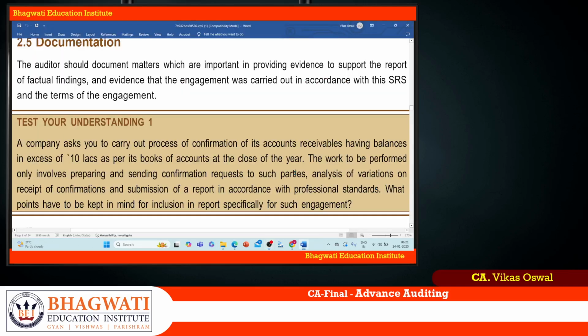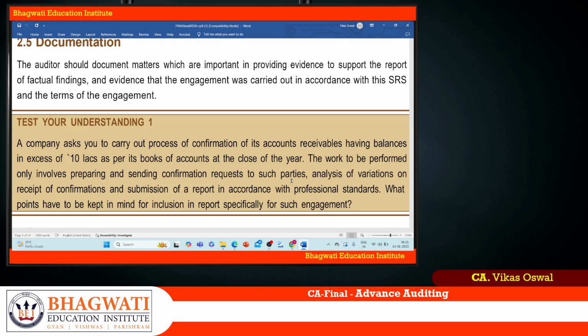Let us take up a practical question. A company asks you to carry out the process of confirmation of its accounts receivable having balances in excess of 10 lakhs as per its books of accounts at the close of the year. So they're telling you to please obtain confirmation on accounts receivable. Accounts receivable means debtor, customer account.